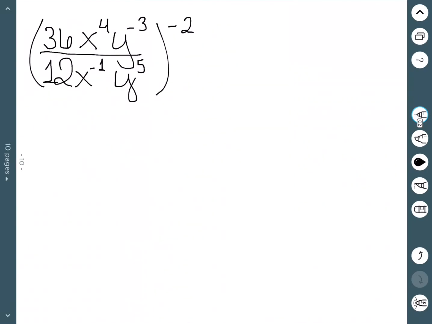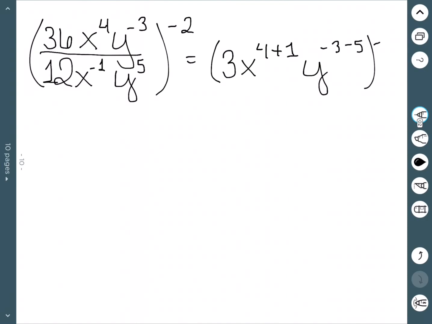For our last example, we have one slightly more complicated. And here, it's a good idea to start by simplifying what's inside of the parentheses. 36 divided by 12 is 3. When we're dividing, we subtract exponents. So I have 4 minus -1, so 4 plus 1. And then y to the -3 minus 5, all raised to the -2 power. Simplifying then gives us 3x to the 5th, y to the -8 to the -2 power.